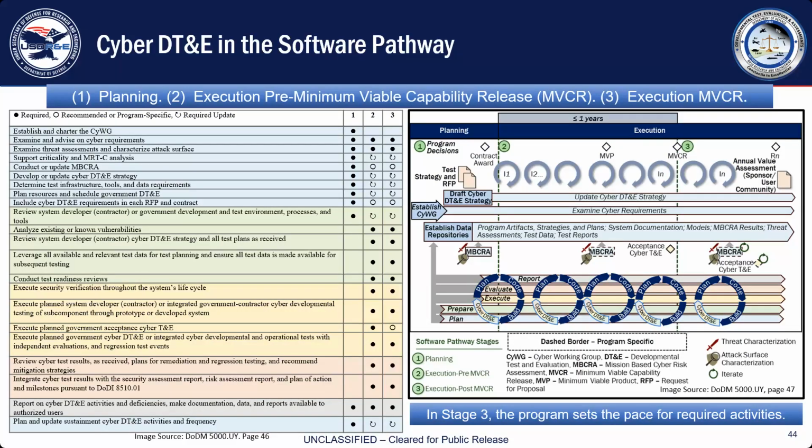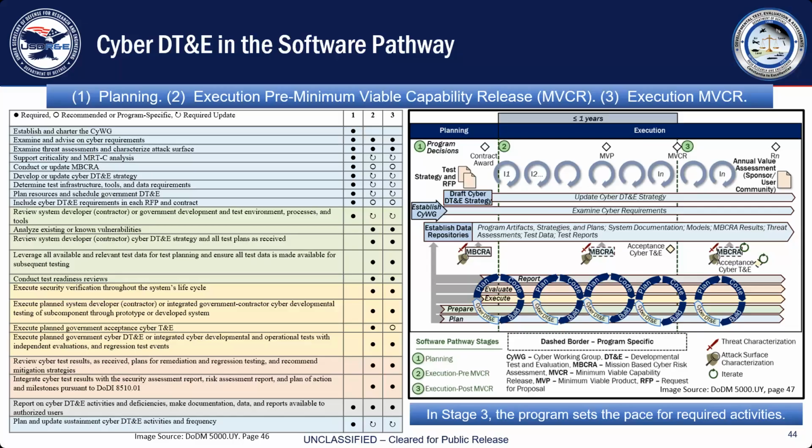And the manual tailors the activities to each pathway based on the pivotal stages. The cadence and timing may vary. So how fast you go or when you do things might vary a little bit, but the activities are all still necessary. So you can see here in the planning stage for the software pathways, all the planning activities that we just talked about today are initiated. You're going to characterize the attack surface, do the threat characterization, do a mission-based cyber risk assessment, and you're planning and preparing as early as you possibly can.